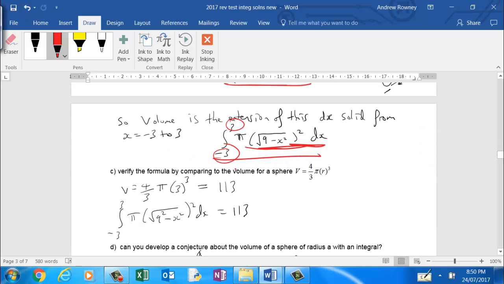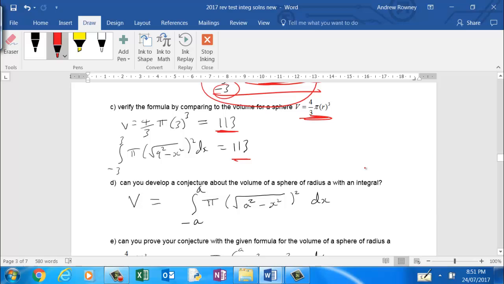Verify the formula by comparing to the volume for a sphere. We know a sphere is 4/3 pi r cubed. The radius is 3, so we're expecting 113. If you put this into the calculator, you also get 113, so that verifies it.